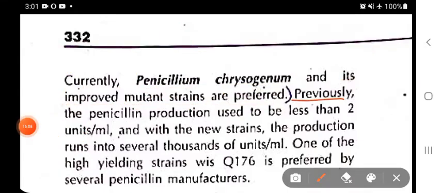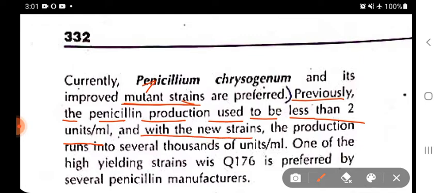Next, it is saying that previously the penicillin production used to be less than 2 units per ml. So previously, when we were producing penicillin, less than 2 units per ml of penicillin was being produced during the fermentation process. But nowadays, after creating this type of mutant strains of Penicillium chrysogenum through mutagenesis, with the new strains, production runs into several thousand units per ml.